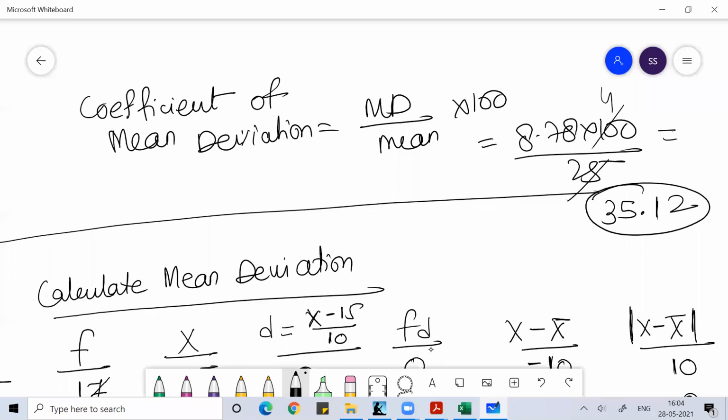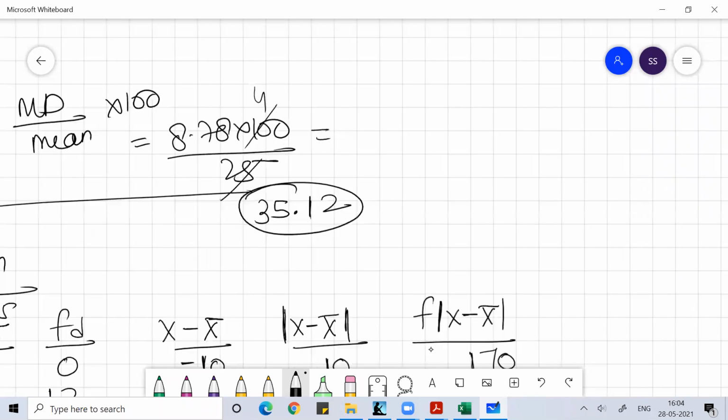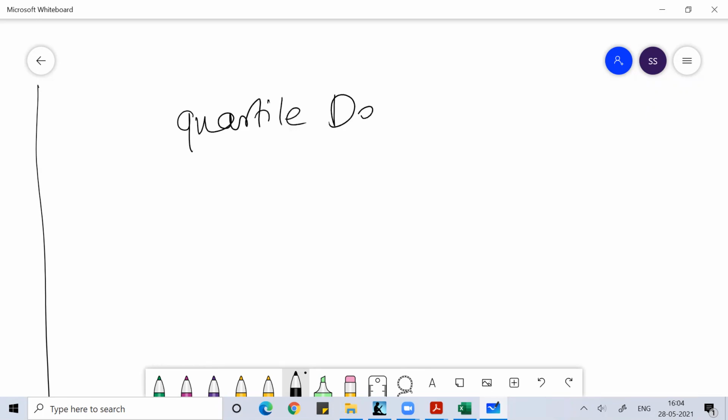What is mean deviation? What is range? What is coefficient of range? All these terms you understood. So we will not go into detail to understand all these concepts. I'll then give you separate videos to understand them.